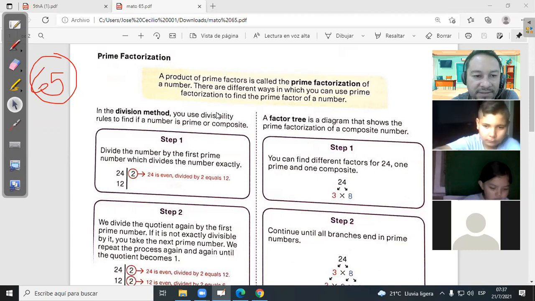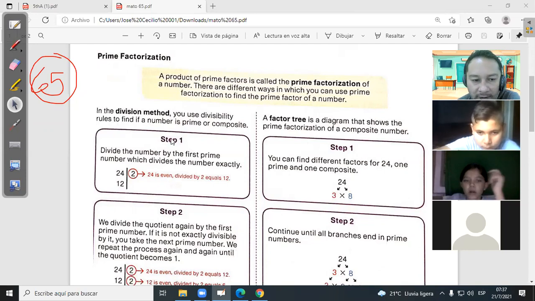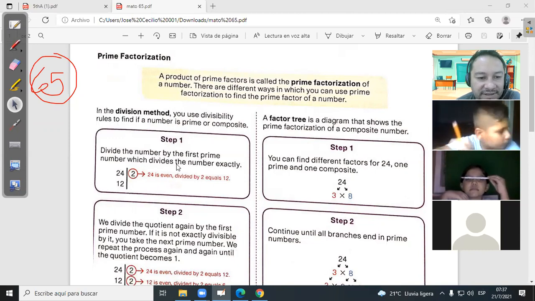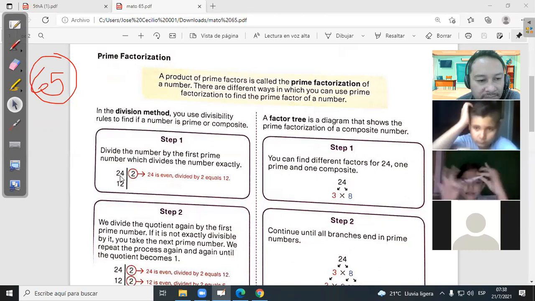In the division method, you use divisibility rules to find whether a number is prime or composite. For example, step number 1: divide the number by the first prime number, which is 2, and see if it divides the number exactly. For example, here I have 24.